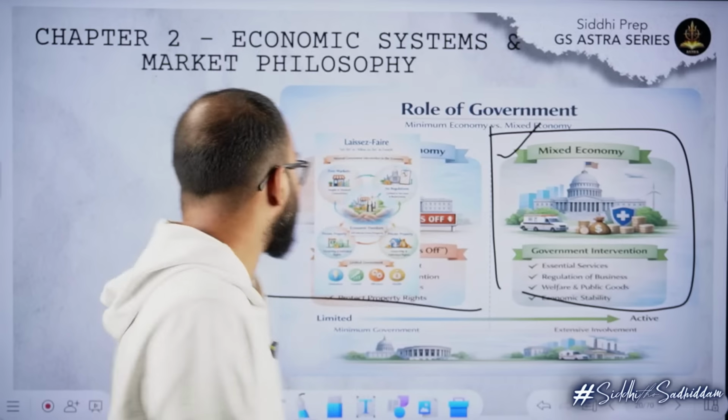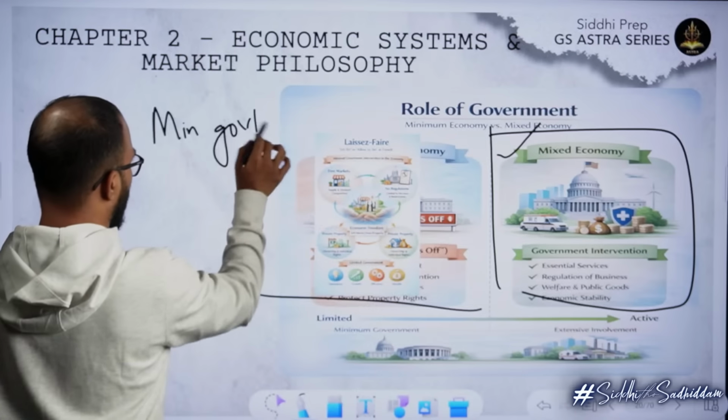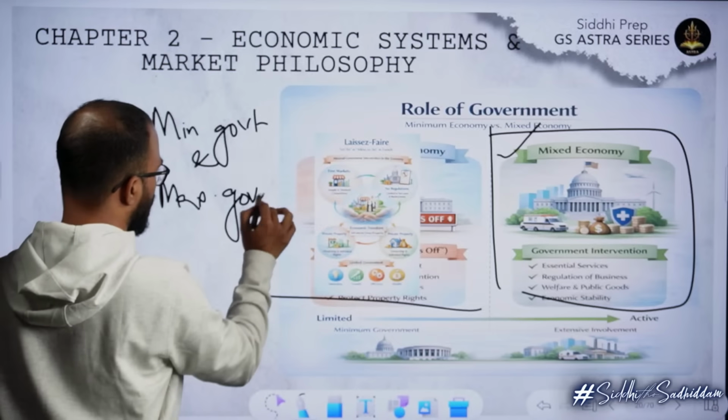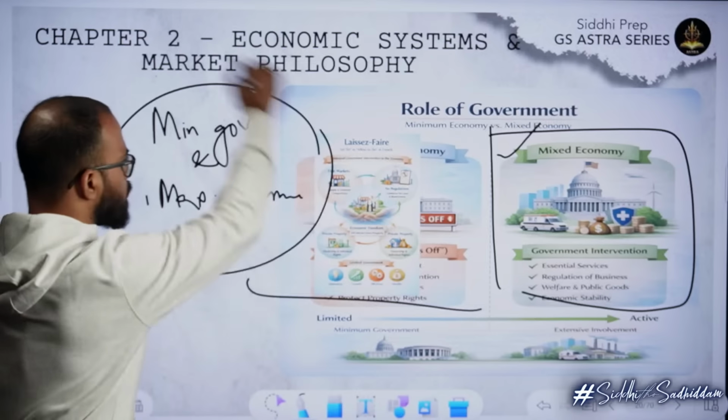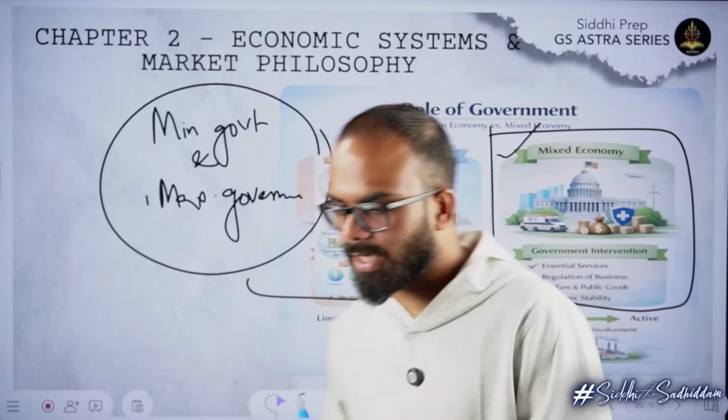The rest of the things are taken care of by the market. So it is basically all about minimum government and maximum governance. Laissez-faire system is all about minimum government and maximum governance. So this is clear, right?